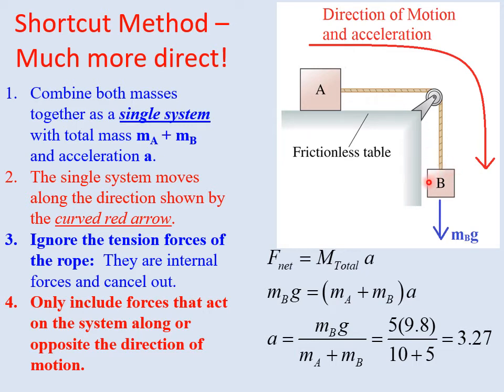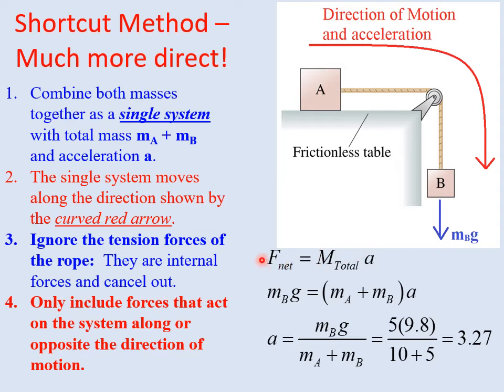All right, now for B, the situation is different. Again, we ignore the tension force, but B has gravity pulling it downward, and gravity pulls in the direction of the motion over here, all right? We don't include gravity up here because A is moving left and right, and gravity is not in that direction. But for B, we absolutely have to include the force of gravity acting on B. So the force of gravity on B is the mass of B times g, m_B g, all right?